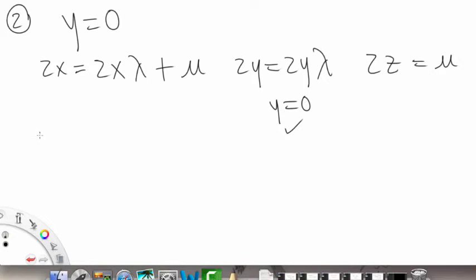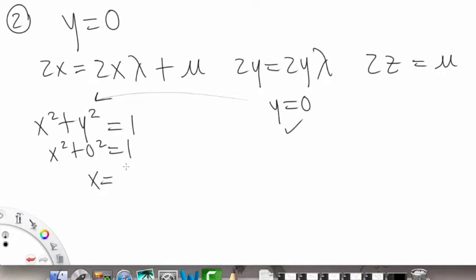And then we can basically just plug it in. So we're going to use our constraint equations again. So we have x squared plus y squared is equal to 1. So let's plug it into this one actually. We're going to plug in a 0 for y. So we get x squared plus 0 squared is equal to 1. Therefore, x is equal to plus or minus 1. So here again, we have two branches, right? Two roads to follow. So the first one, let's do x is equal to positive 1, okay?